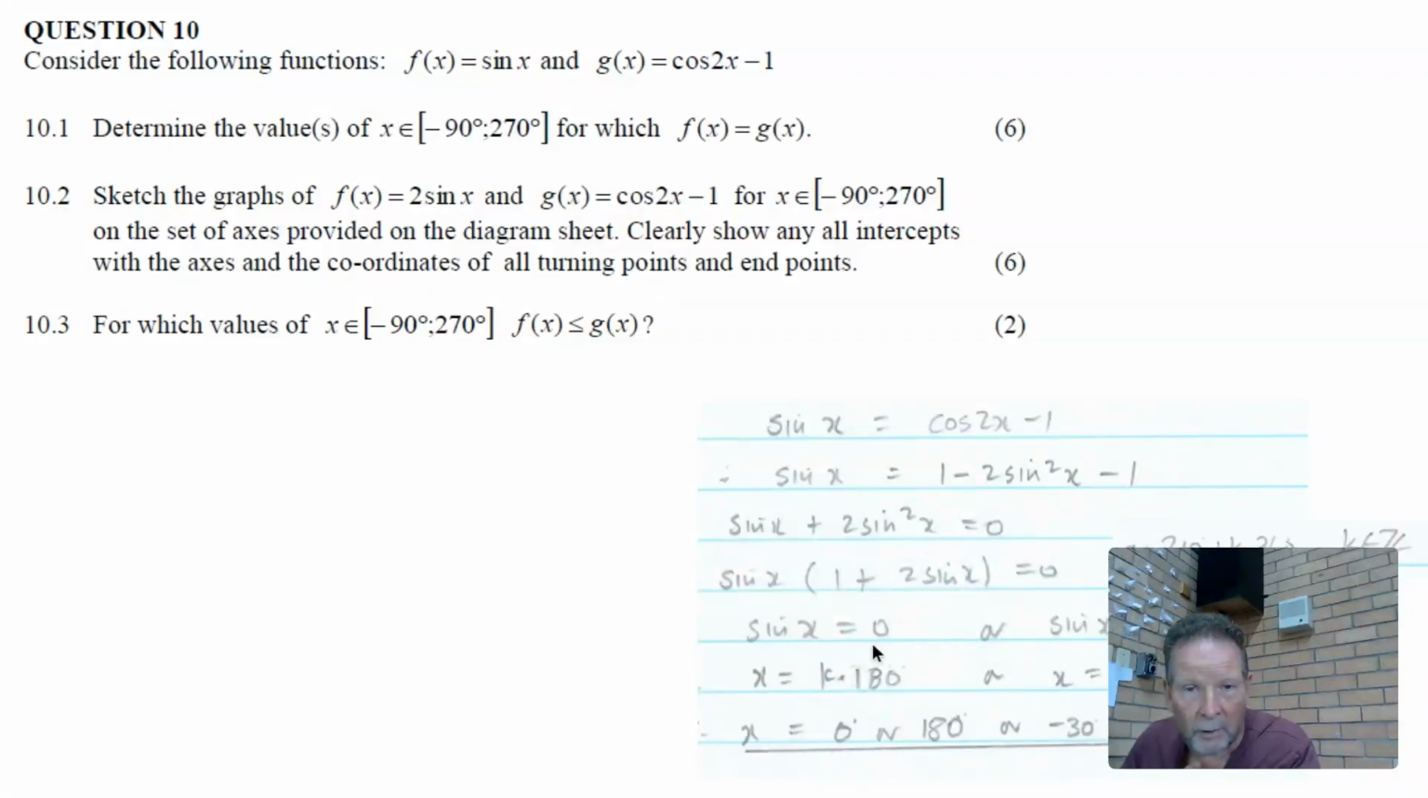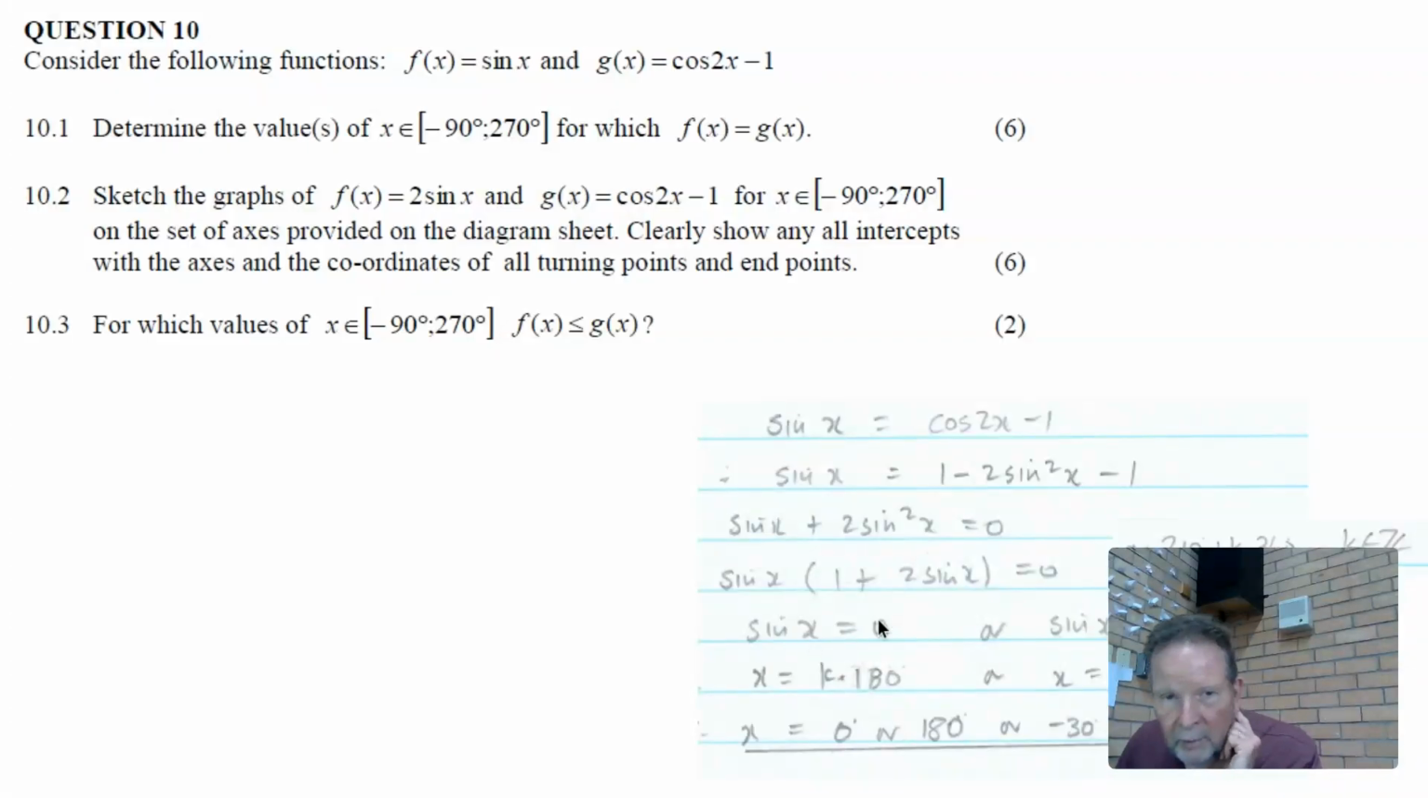Sine x equals 0, or sine x equals minus a half. Now, there are 2 different answers. There's negative 30 degrees, or there's 210 degrees, 180 minus 30. Those are the 2 general solutions. There's other ways you can express this, but those 2 are the right answer here. K is an element of the integers.